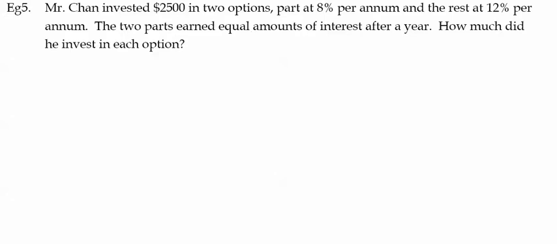Mr. Chen invested $2,500 in two options. There are two options. Let me call them option A and option B. These two investment options altogether will cost me $2,500. Here comes equation number one.